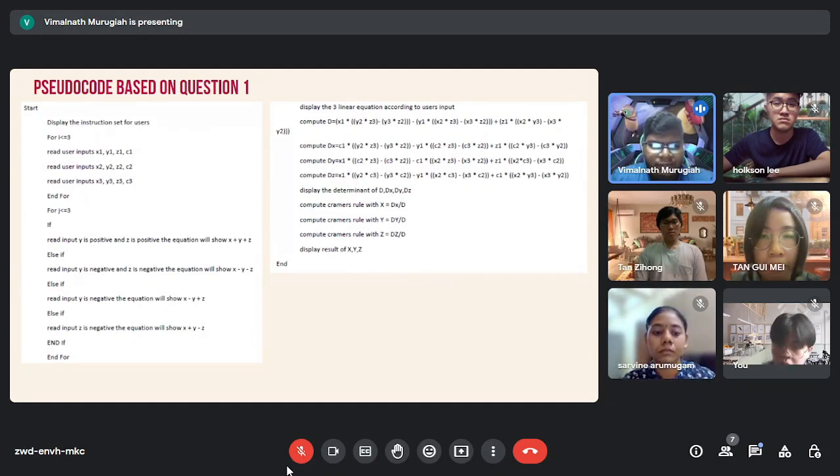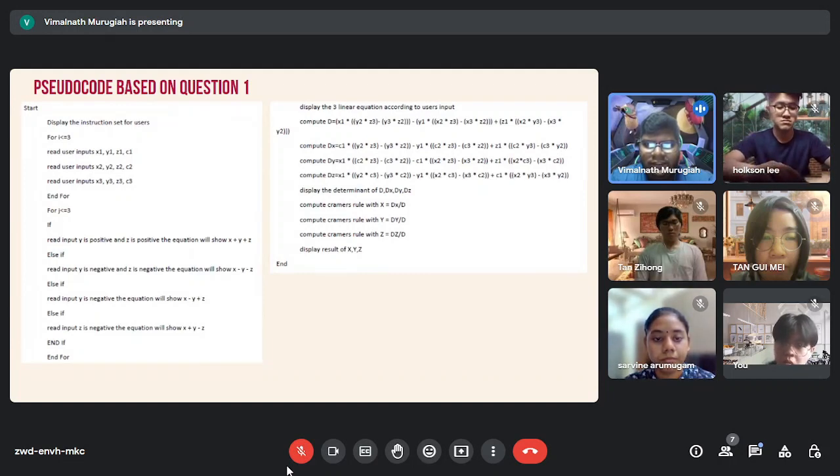Else if read input y is negative, the equation will show x minus y plus z. Else if read input z is negative, the equation will show x plus y minus z, and this is n for if and n for the for loop. So next, it will display 3 linear equations according to user input.